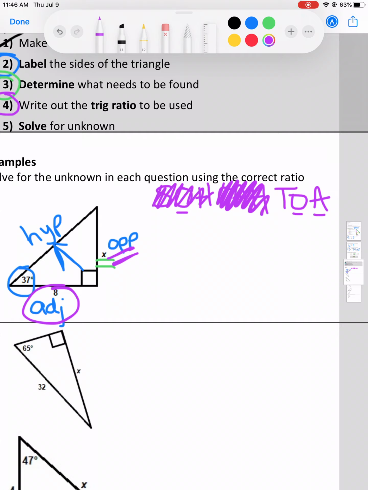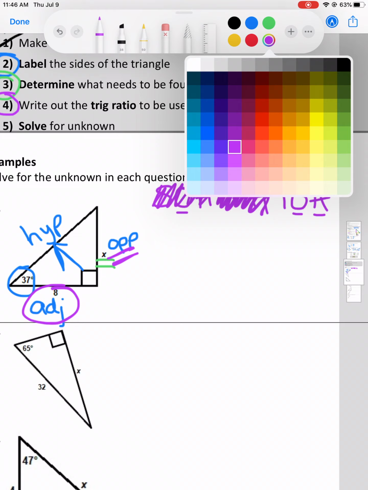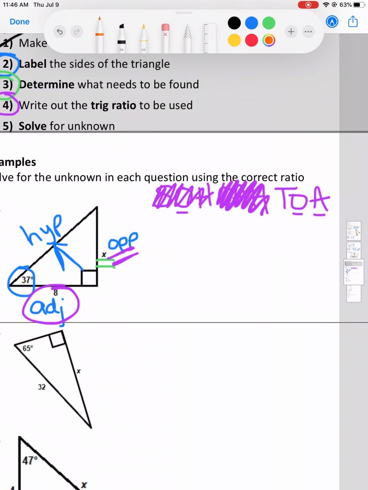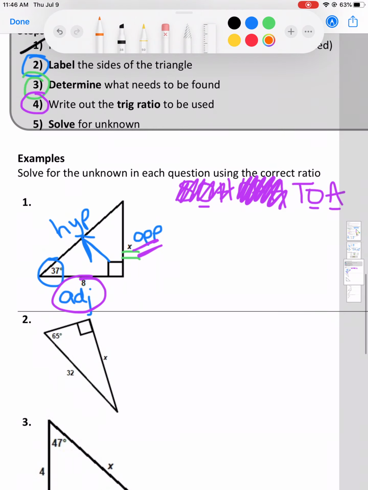So now it says solve for the unknown. Okay, let's do it. I don't want to use yellow because it's not as easy to see. I'll use orange. Okay, solve for the unknown. So I know I'm using tan. So I'm going to write out my ratio. Tan is equal to opposite over adjacent. Cool. Or tan theta, I should say, sorry.